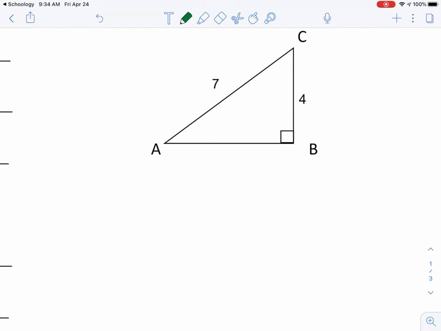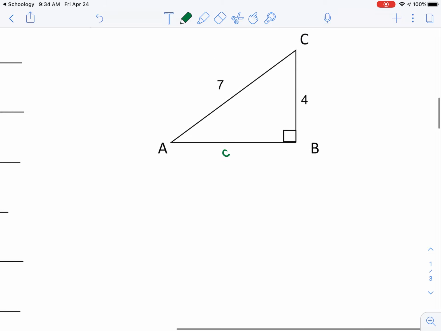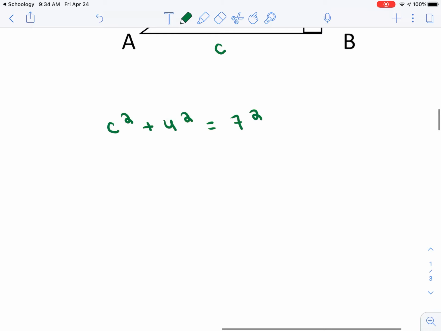If you are missing a side length, come up with a variable to name that side length. I'm going to call this side C because it's across from angle C. You'll learn in pre-calculus next year that we always label the side opposite the angle with the lowercase of that angle. So if I want to find side length C, I'm going to use the Pythagorean theorem. C squared plus 4 squared equals the hypotenuse squared. And then you need to simplify for C.